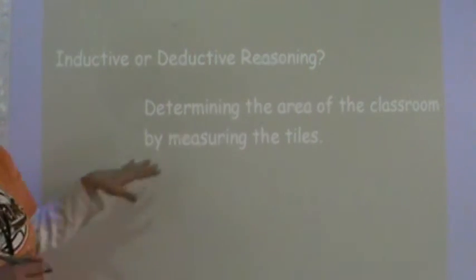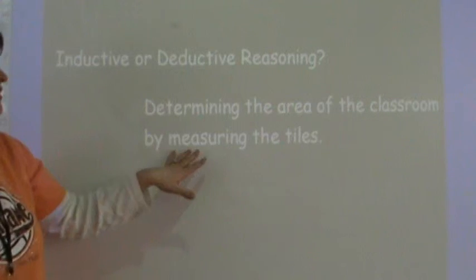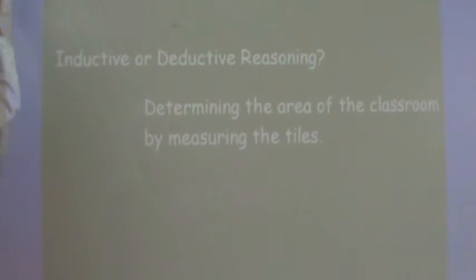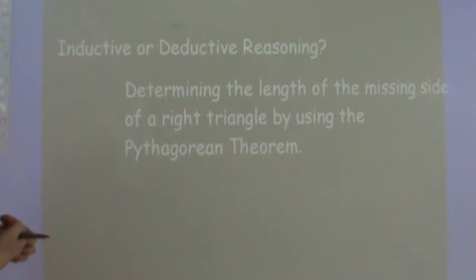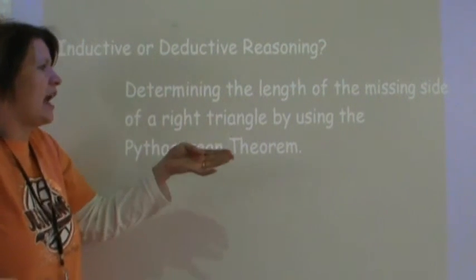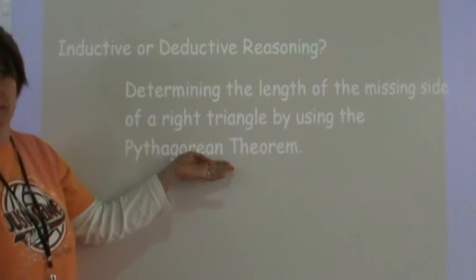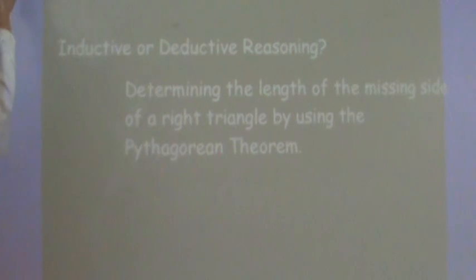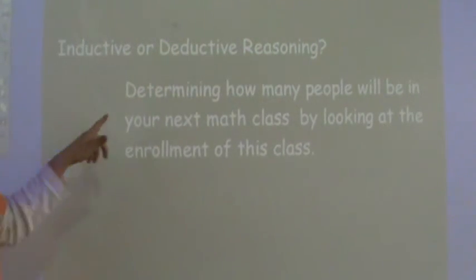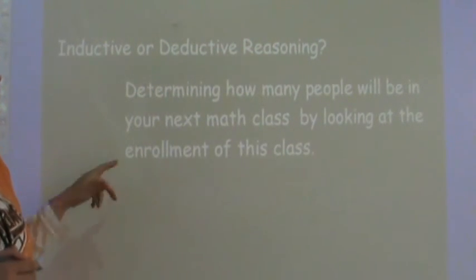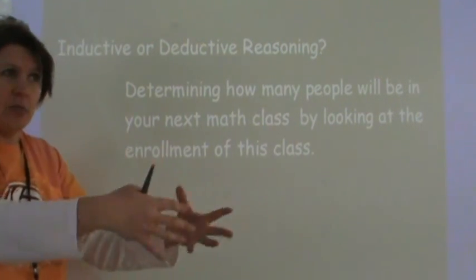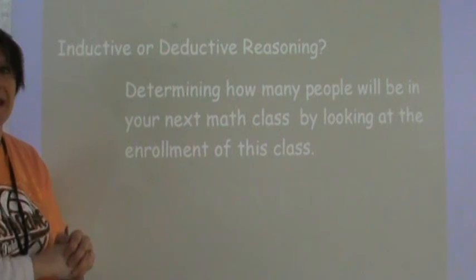Okay, so here's another example. Determining the area of the classroom by measuring the tiles. If we're measuring, that's going to be inductive reasoning. This one, determining the length of the missing side of a right triangle by using the Pythagorean theorem. All right, we're using an actual rule, something that's been proven over time, and that's going to be deductive reasoning. And one more, determining how many people will be in your next math class by looking at the enrollment of this class. All right, we're making a prediction. We don't know for sure. That would be inductive reasoning.